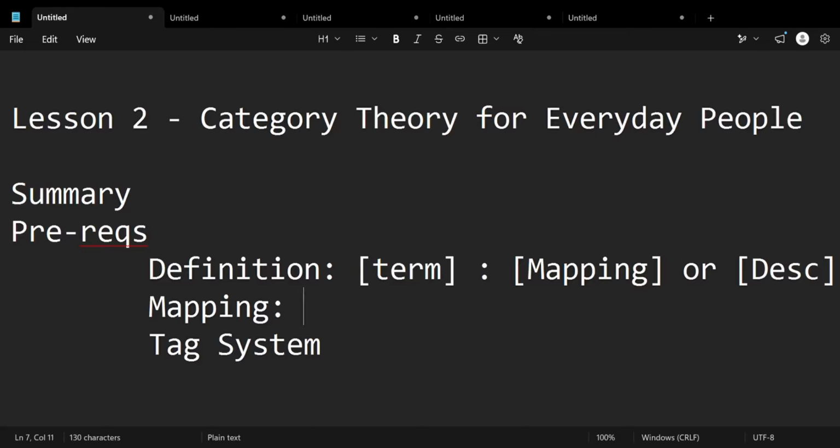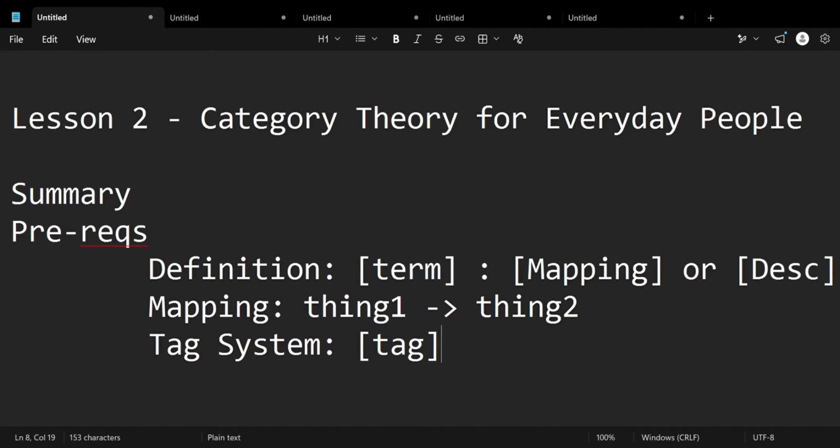A mapping is a relation from thing 1 to thing 2 via an arrow. And for our tag system, we said that we would have a tag to represent the type of thing that we're talking about, followed by a name.